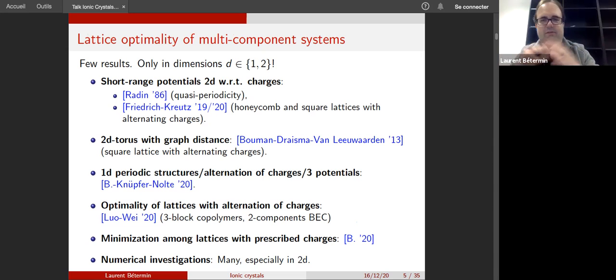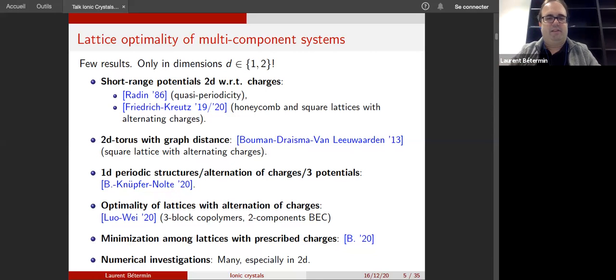So the particles are free, but you have two kinds of interaction potentials, one for the same kind of charge and one for opposite charges, and then you get this alternation of charge. Some other result by Bouman, Dreisma, van der Valorten with the distance graph, which is a bit different. Something we did with Hans Knüpfer and Florian Nolte was published this year, but it's the 1D case, so we have different kinds of particles, different kinds of potentials, and you can show the optimality of the equidistant configuration.